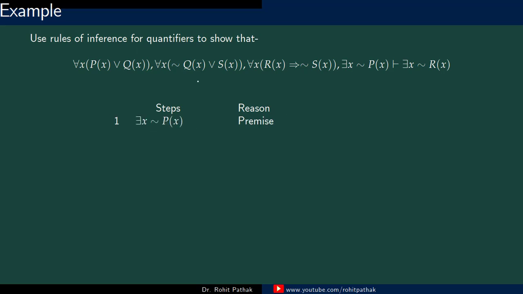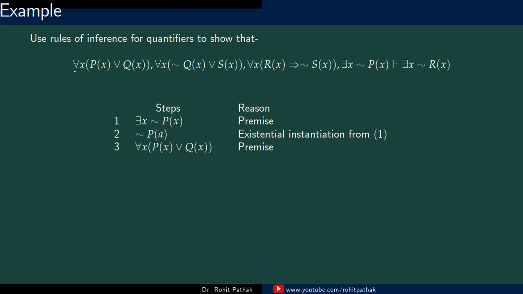In the first step, we choose any one of the premises. So we take this premise; you can choose any other. I am starting with this. This premise says that there exists x, negation px. That means there exists an element x which does not satisfy px. So negation pa, using existential instantiation. By the rule of existential instantiation, we get negation pa, which says that a does not satisfy p.